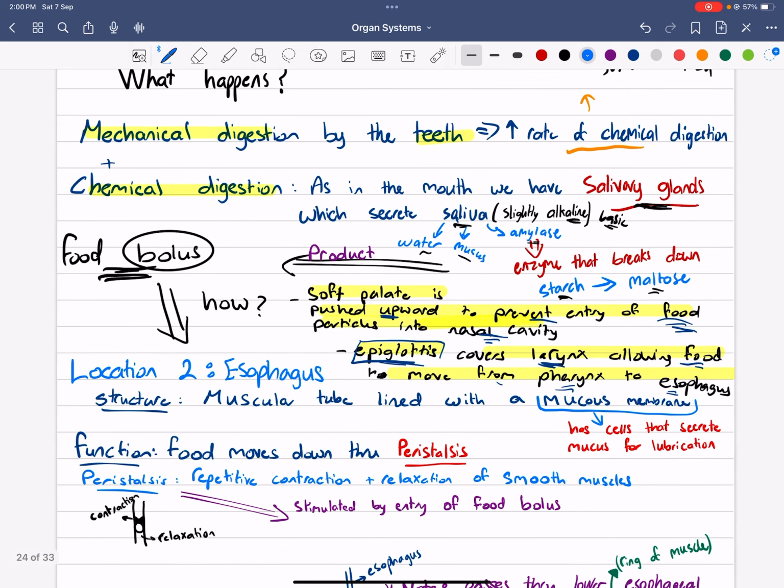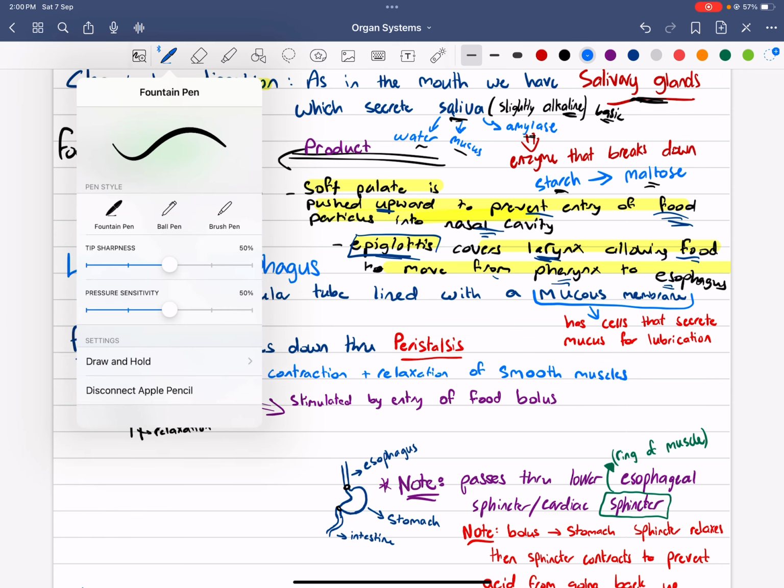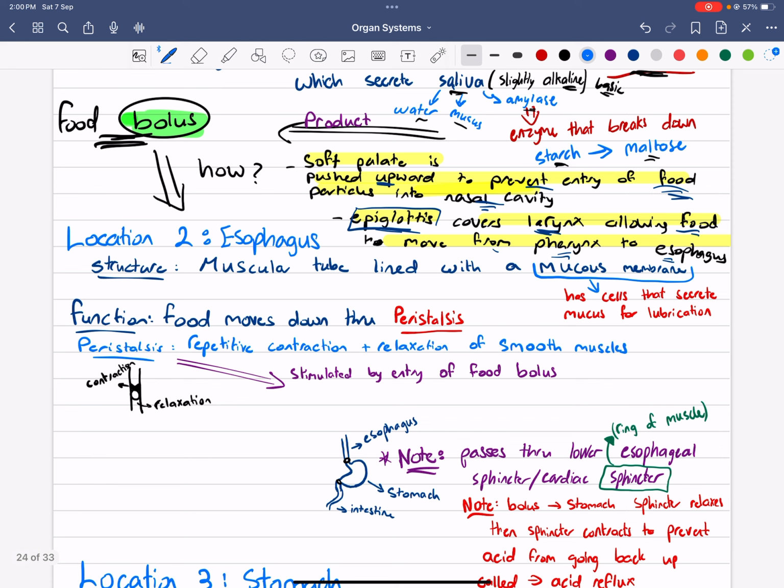Okay, now the food bolus reaches the esophagus. Now this serves as a stimulus for what? For peristalsis to occur. So before we talk about peristalsis, let's talk about the structure of the esophagus. So the esophagus is what? The esophagus is a muscular tube lined with a mucous membrane. Now what's the mucous membrane? It has cells that secrete mucus for lubrication.